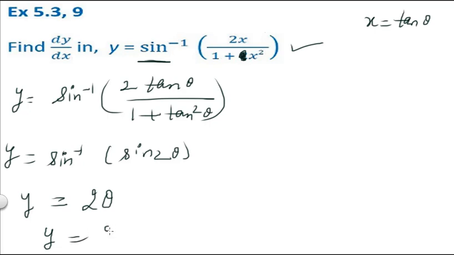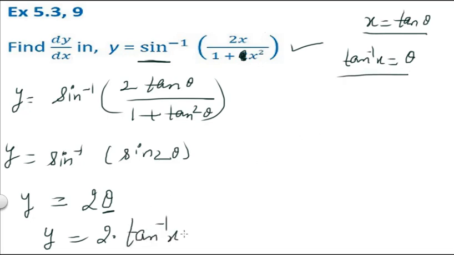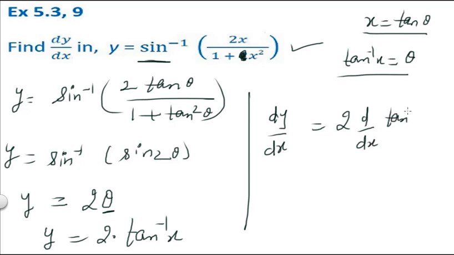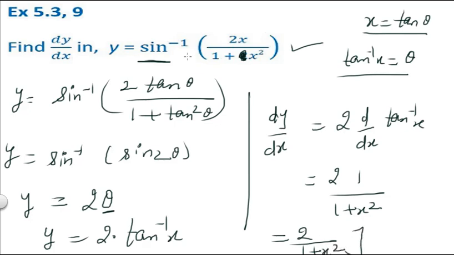Now y is equal to 2 into the value of theta. Here we have to find theta, so we take tan inverse on both sides. It will be tan inverse x, and tan inverse of tan theta is theta only. So the value of theta is tan inverse x. Correct. Now we are going to find dy by dx. So 2 will be as it is, dy by dx of tan inverse x, and we know the formula for tan inverse is 1 upon 1 plus x square. So the answer that comes up is 2 upon 1 plus x square for sine inverse of 2x upon 1 plus x square. This is how we solve questions using trigonometric substitutions.